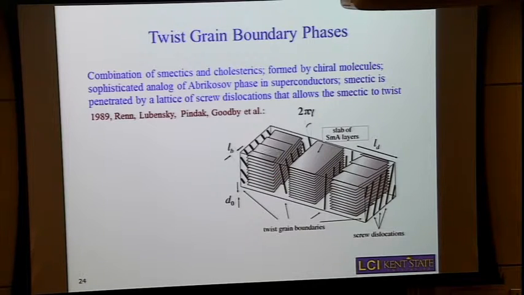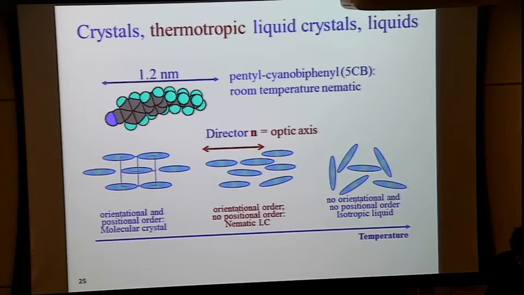Anyway, what happens here is that the system finds a compromise between the twisting and layering by introducing a lattice of screw dislocations that penetrate the bulk and allow the material to be, within this range, just a normal smectic. But then the next block dramatically twists with respect to the previous one, and you have this beautiful defect-supported new phase in liquid crystals. What's the length? LD, it's about 100 nanometers.